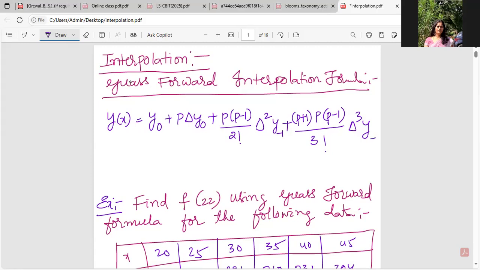Delta cube y minus 1, plus, just see the fourth term. I started with p, one step forward, one step backward, and one step forward. Forward is notated with a negative sign, backward is notated with a positive sign. 4 factorial is as it is. And then I'll be having delta power 4 y minus 2.